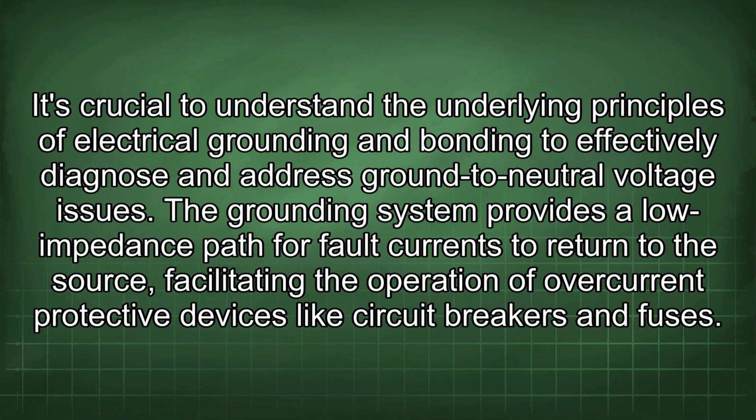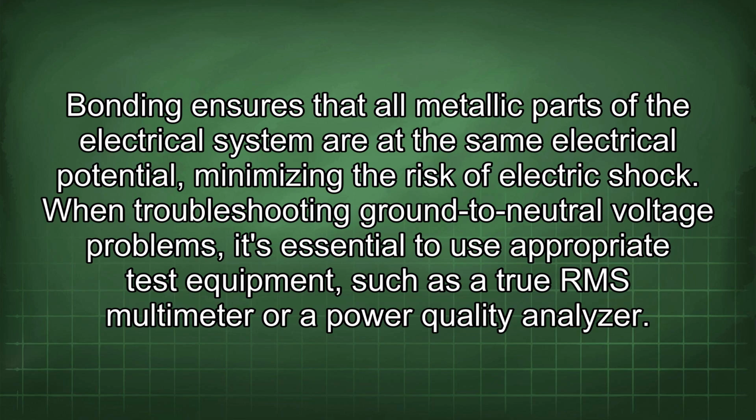The grounding system provides a low impedance path for fault currents to return to the source, facilitating the operation of overcurrent protective devices like circuit breakers and fuses. Bonding ensures that all metallic parts of the electrical system are at the same electrical potential, minimizing the risk of electric shock. When troubleshooting ground to neutral voltage problems, it's essential to use appropriate test equipment, such as a true RMS multimeter or a power quality analyzer.